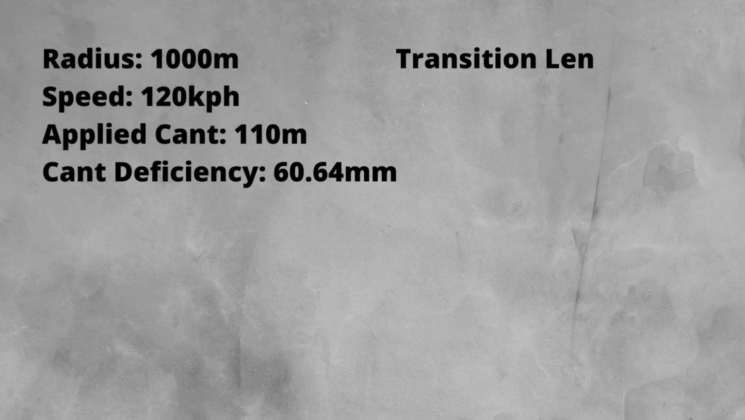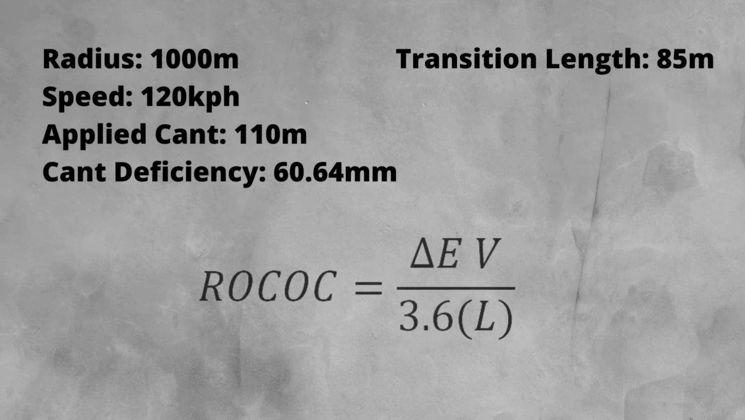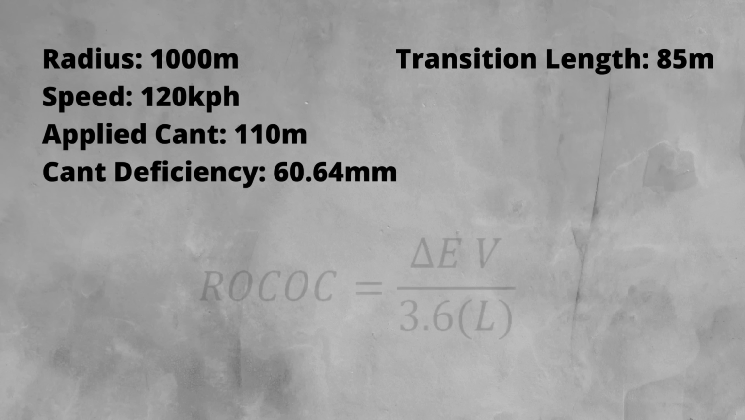Let's say the current design has a transition length of 85 m. Is this length of transition acceptable? Let's take the equation, arranged to give rates of change. Let's first assess it for rate of change of cant.